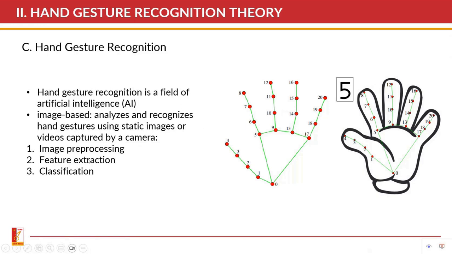The first step is pre-processing. The second step is feature extraction. And the third step is classification using a machine learning algorithm.